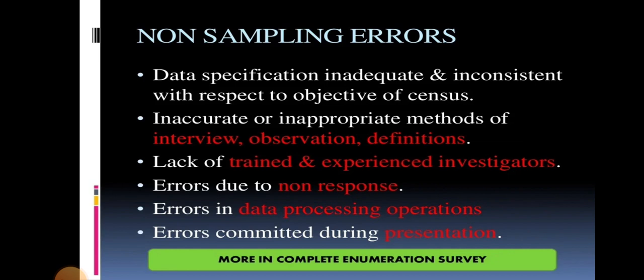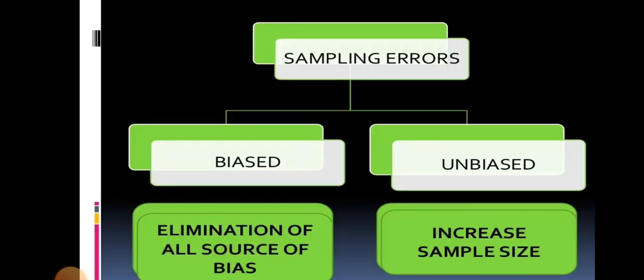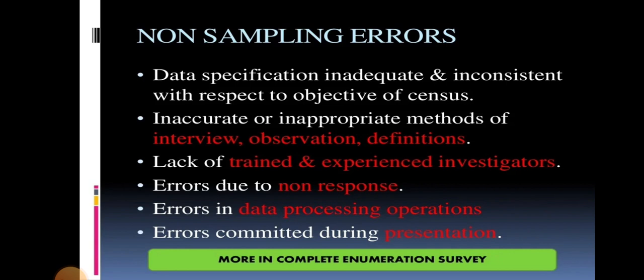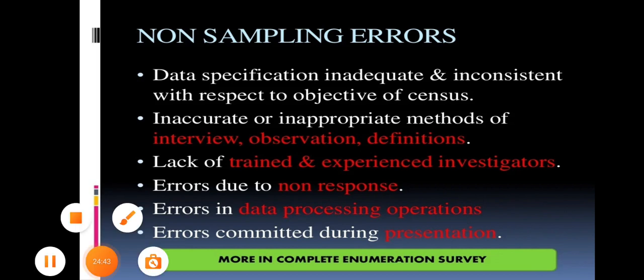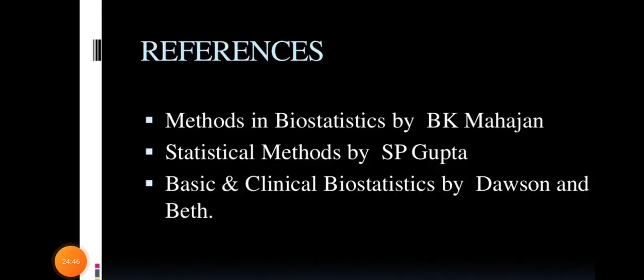And then non-sampling errors. Data specification inadequate and inconsistent with respect to the objective of the census. Inaccurate or inappropriate methods of interview, observation, and definition. Lack of trained and experienced investigators. Errors due to non-response. Errors in data processing operations, and errors committed during presentation.